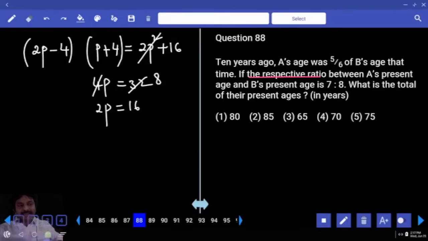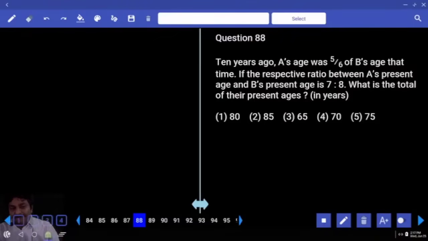10 years ago, A's age was 5/6 of B's age at that time. The respective ratio between A's percentage and B's percentage is 7:8. What is the total of their percentages? Sum of their percentages. A's percentage 7 parts, B's percentage 8 parts. Sum 15 parts. Should be 15 multiple. Go to options. Only one. That is the only 15 multiple available.